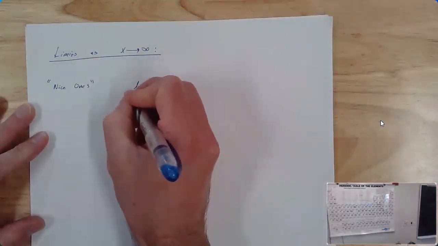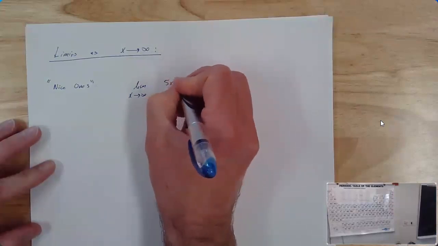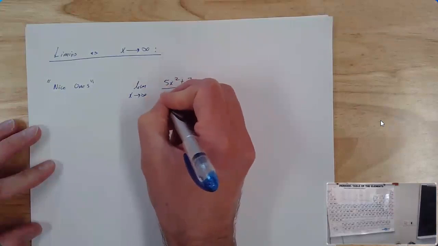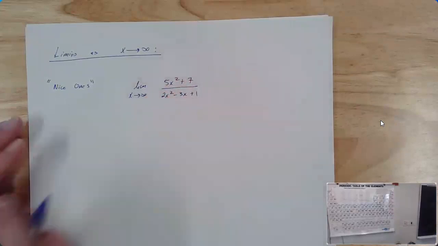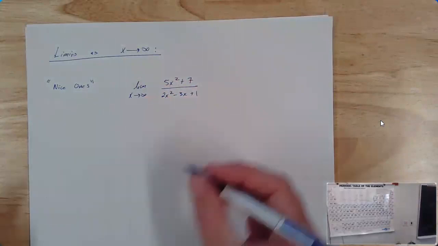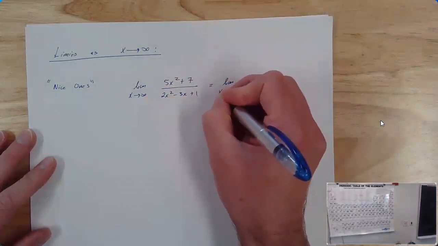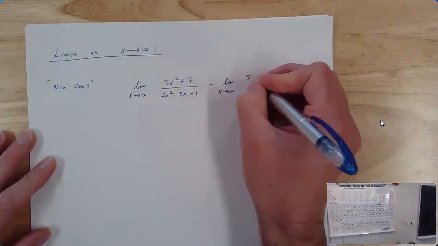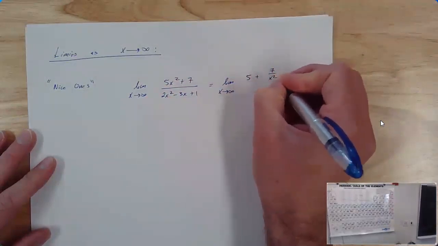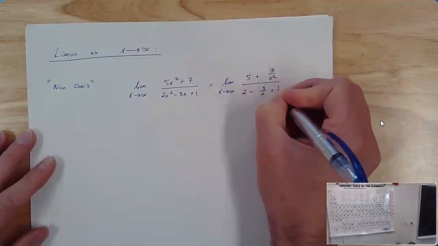The limit as x goes to infinity of some nice one like 5x squared plus 7 over 2x squared minus 3x plus 1. In my opinion, that's a nice one because all you have to do is divide everything by x squared, or whatever the highest power of x is in the denominator. So we divide by x squared and we get the limit as x goes to infinity of 5 plus 7 over x squared over 2 minus 3 over x plus 1 over x squared.